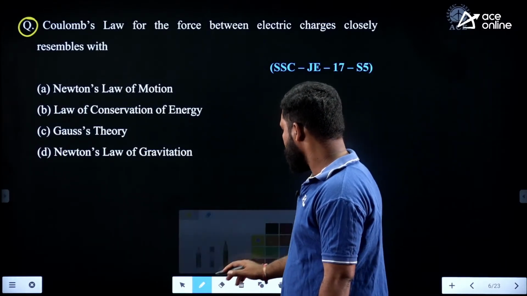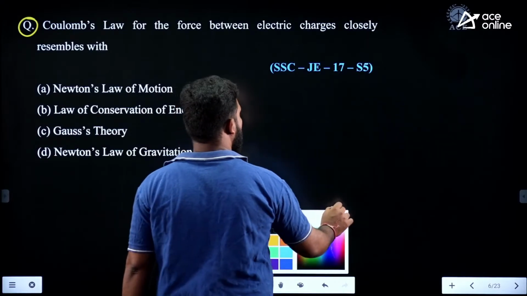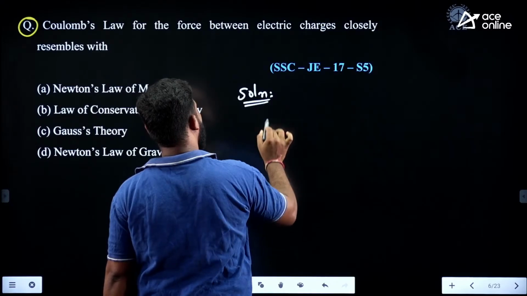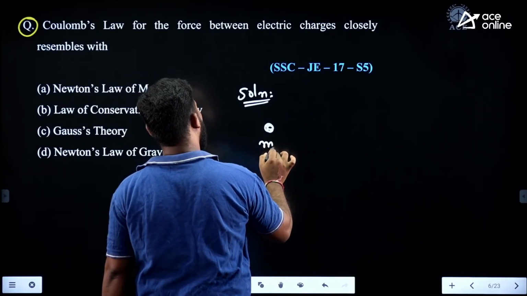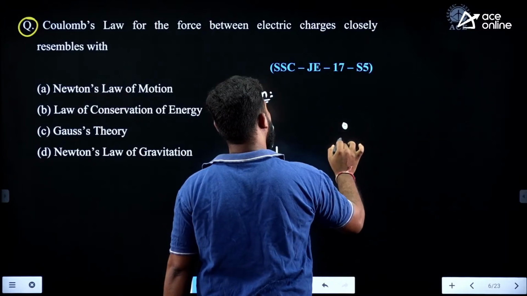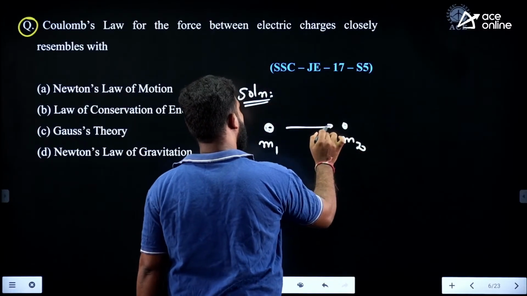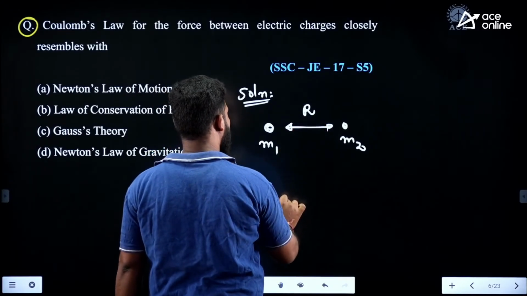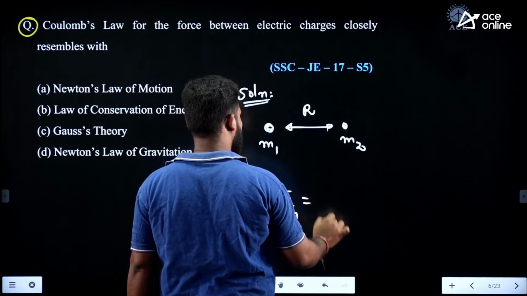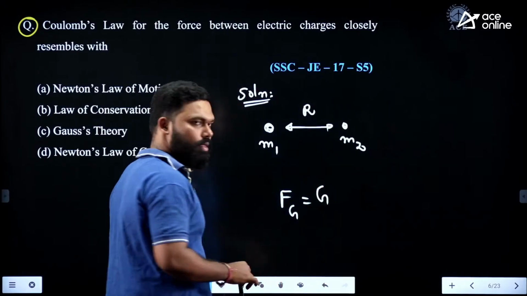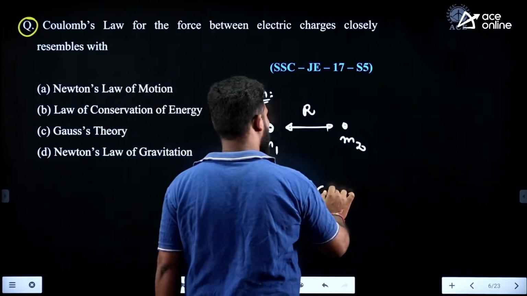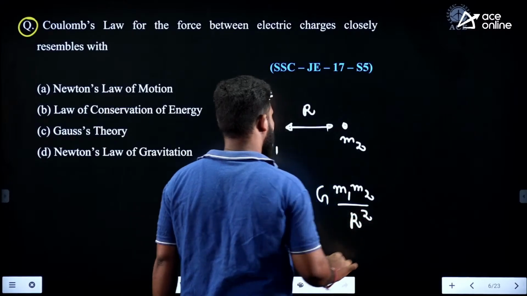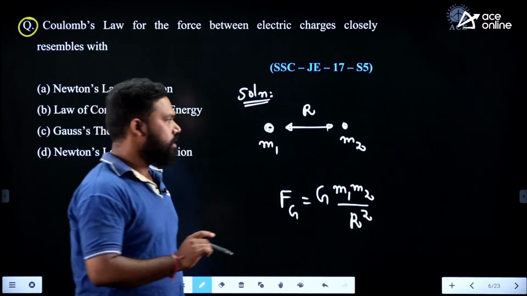Option D, isn't it? See, in your physics, you would have learnt. Suppose there are two bodies with some masses m1 and m2. There is a body here, m1. There is a body here, m2. And the distance between these two is, let us say, r. What is the gravitational force between these two? The gravitational force is a proportionality constant into m1 into m2 divided by r square.